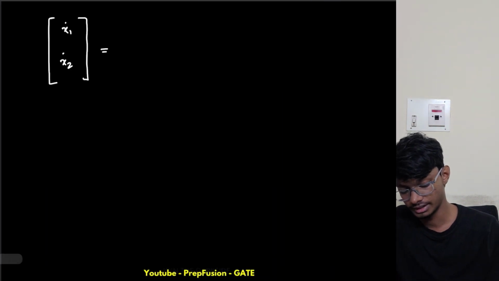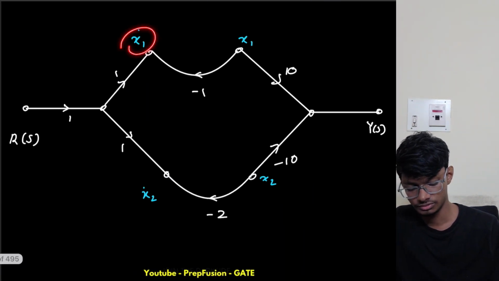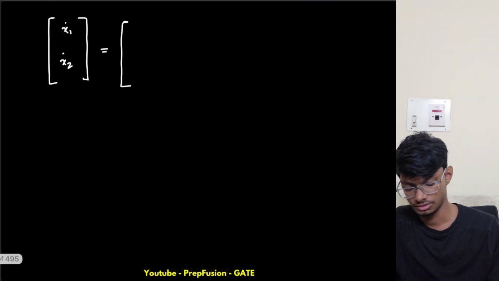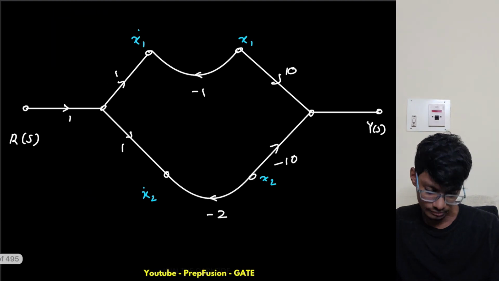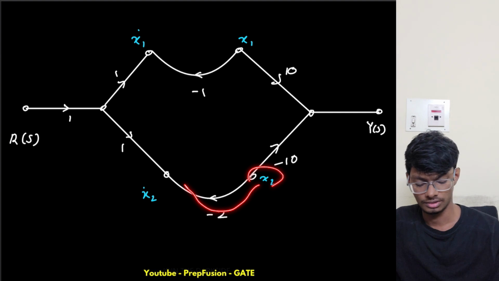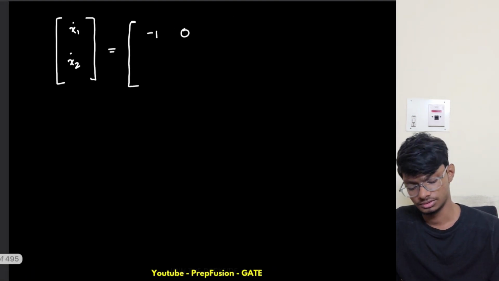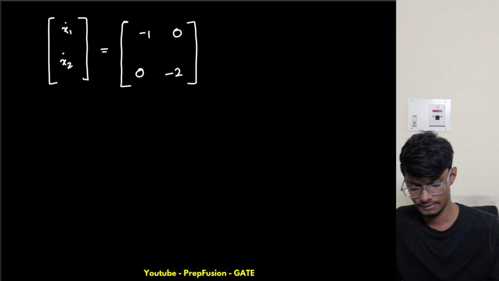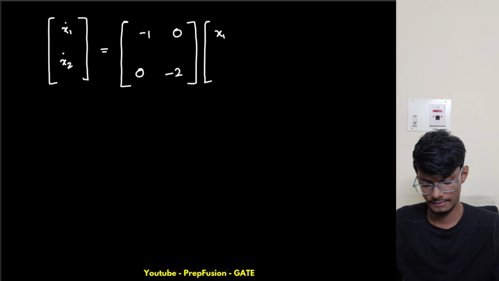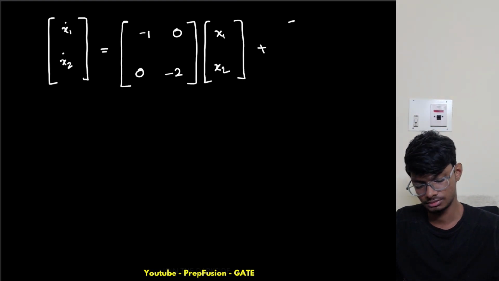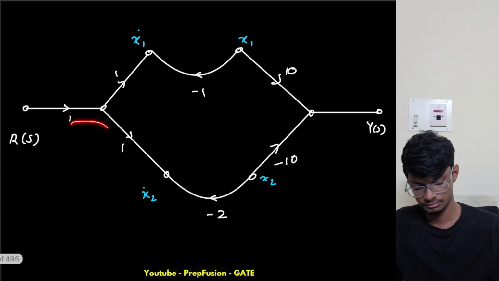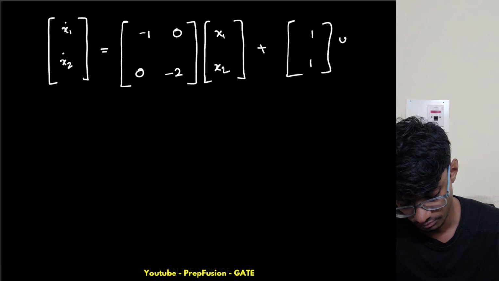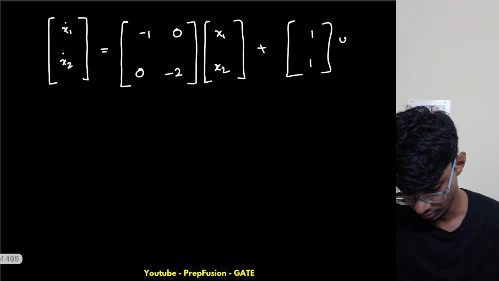Now I will write this directly. x1 dot equals minus x1 plus r, and x2 doesn't have a forward path for x1 dot, so it is minus 1 0. And x2 dot equals minus 2x2 plus r, but x1 doesn't have any forward path, so it is minus 2x2. The relation for b is 1 1, as both of them are getting added with u. This is r, so I can write r of t here.